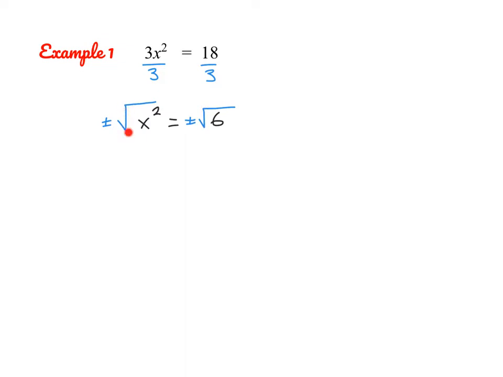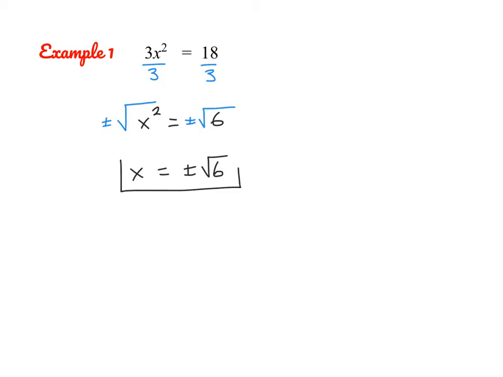So a square root is the inverse operation of a square, so they actually cancel each other out, which leaves us with x on the left. And then on the right, we're left with the plus or minus square root of 6. Now, square root of 6 cannot be simplified, so this is actually our answer.